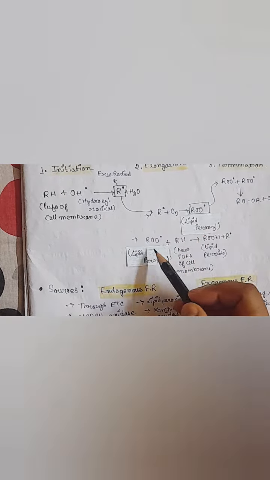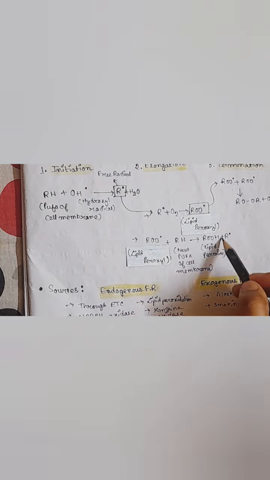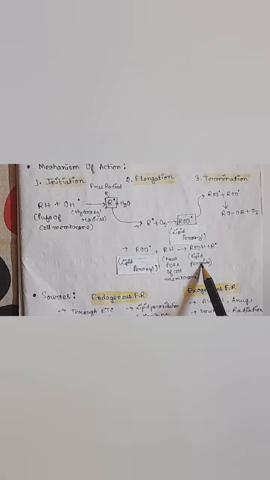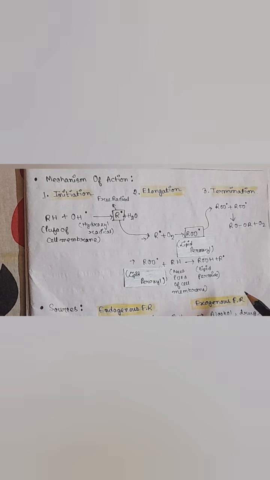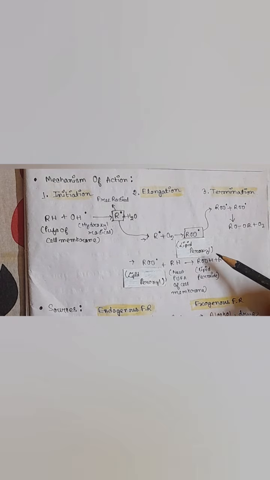This lipid peroxide will further act upon a new PUFA of the cell membrane and form a lipid peroxide and one free radical. This lipid peroxide is also known as a promoter. It will also initiate the reaction, and this will continue as a chain reaction. So termination is very necessary in the case of free radical reactions, and termination occurs when two lipid peroxide molecules combine together and one oxygen is released.